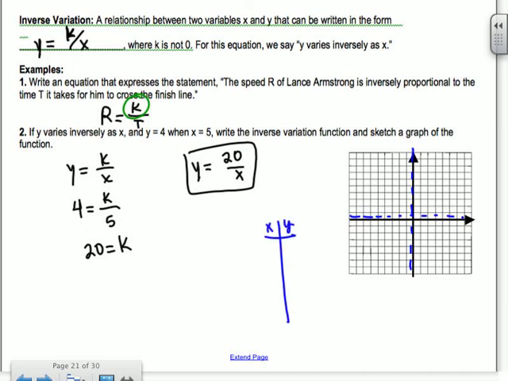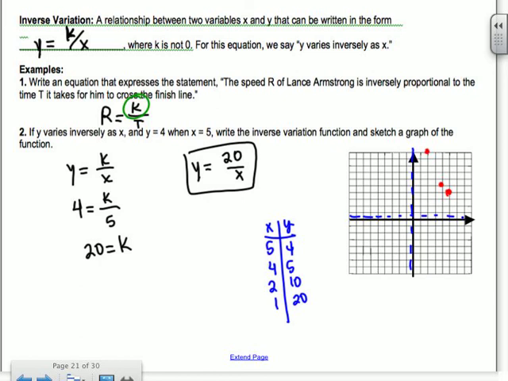Let's plug in, let's try like 5. If I plug in 5 for x, what's y? 4. If I plug in 4 for x, y is 5. If I plug in 2 for x, I get 10. If I plug in 1 for x, I get 20. So let's plot those points. So I'm going to have 5, 4, 4, 5, 2, 10, and then 1, 20 is way up there.